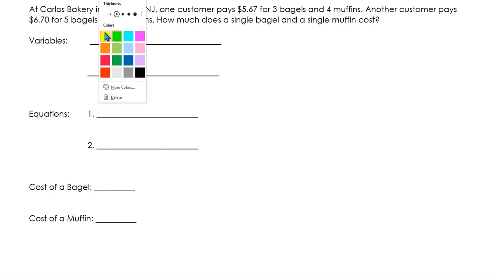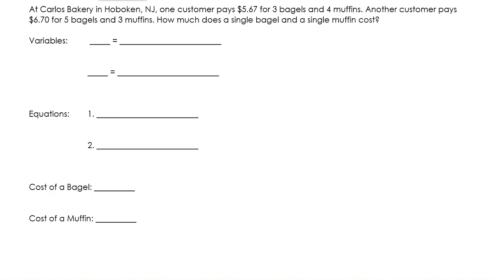So this is a pretty common systems question that we'll see where we're buying different combinations of items, and those combinations are going to tell us what equations to use. So we have one particular customer who pays $5.67 for 3 bagels and 4 muffins.